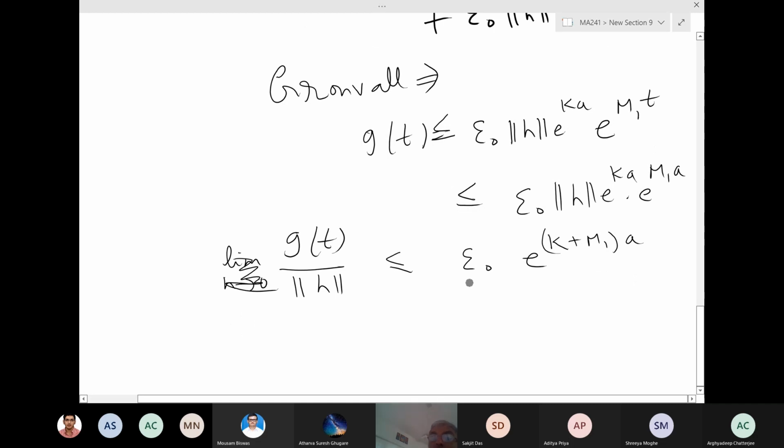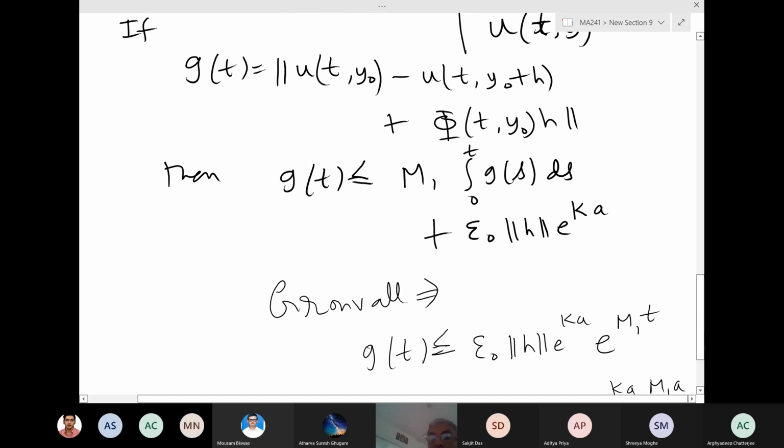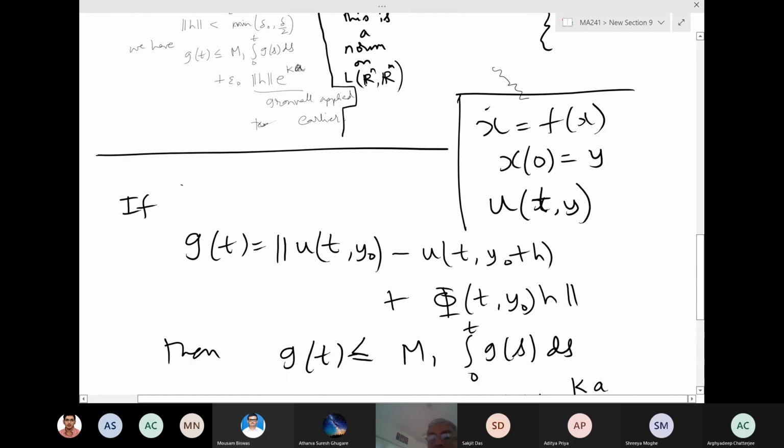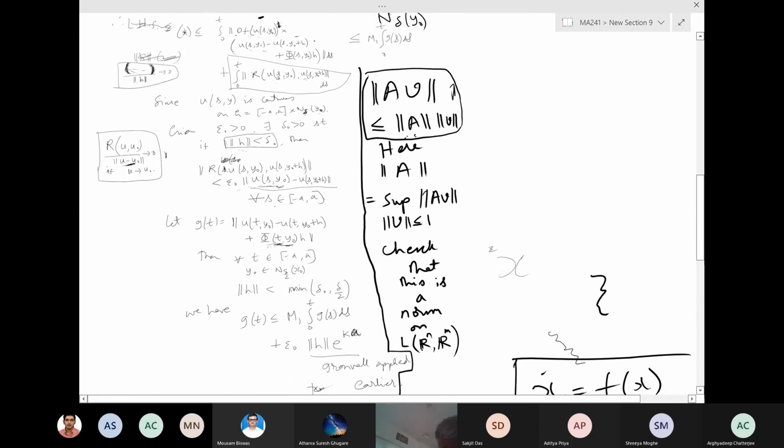So epsilon naught was arbitrary. So given any epsilon naught, we found that... So actually, what was the restriction on h? We should need a restriction. We can't get it for any h, right? So where did we use the restriction? And where did we see it here?